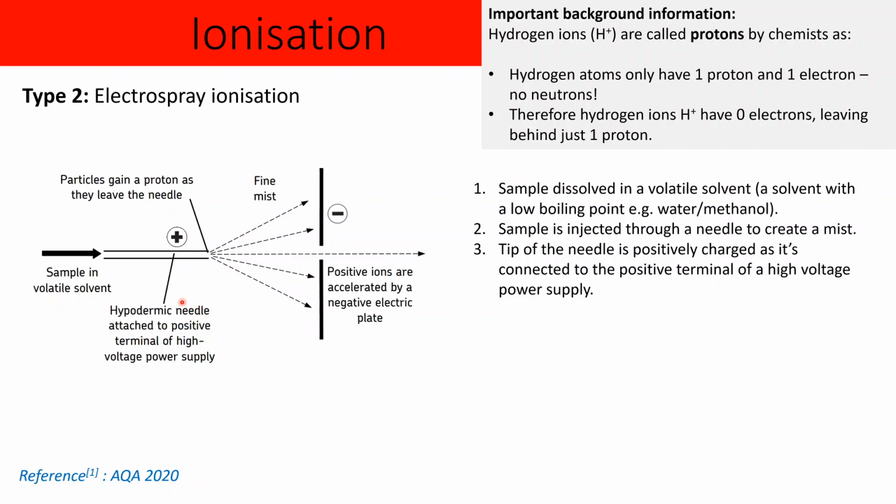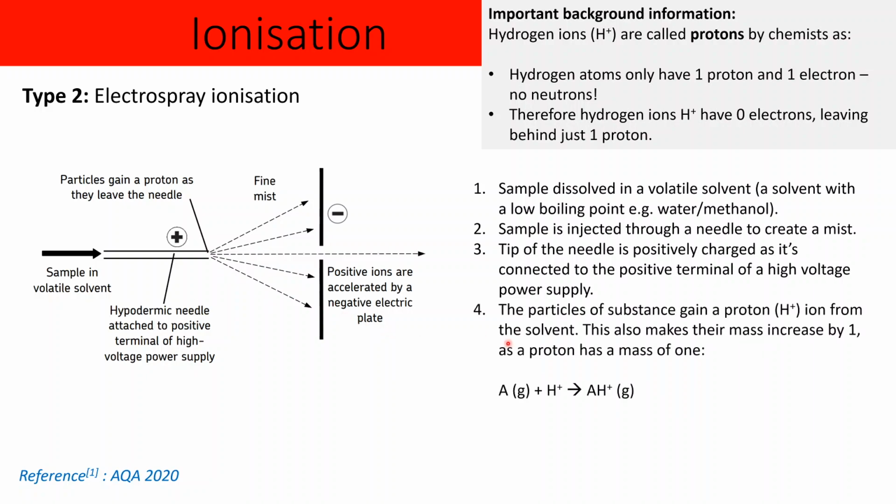Now, talking about this needle, it's a positively charged needle, and that's because it's connected to the positive terminal of a high voltage power supply. By passing your sample dissolved in the solvent through the end of that positively charged needle, what it's actually going to do is generate H+ ions from the solvent and stick those H+ ions to your sample.